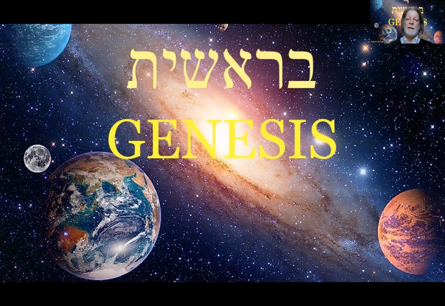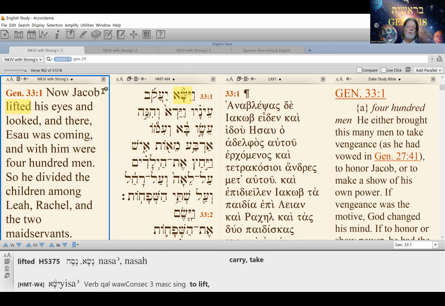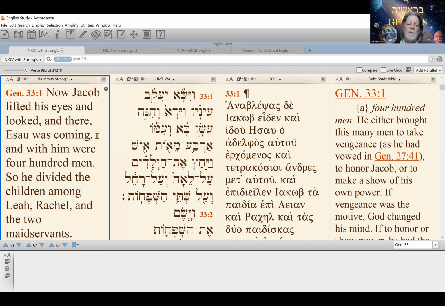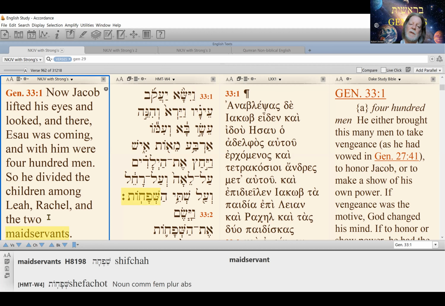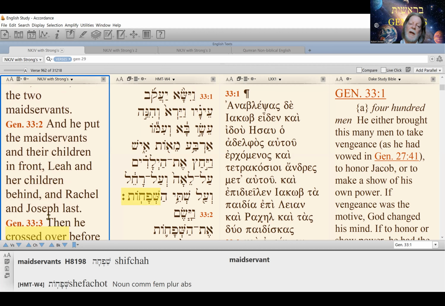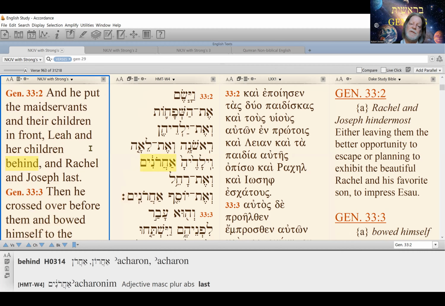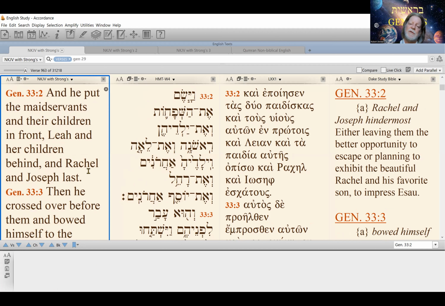So with that, let us go to our text for today and enjoy God's holy word. Genesis 33:1. Now Yaakov lifted his eyes, and he looked, and there was Esau coming, and with him were 400 men. So he divided the children among Leah, Rachel, and the two maidservants. And he put the maidservants and their children in front, and Leah and her children behind, and Rachel and Yosef last. Now Rachel's going to have another child, so she's going to survive, obviously.